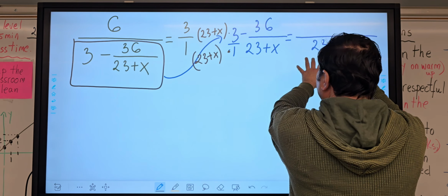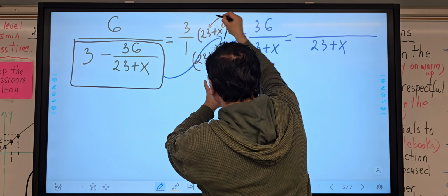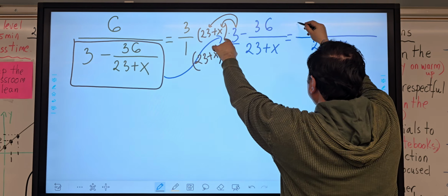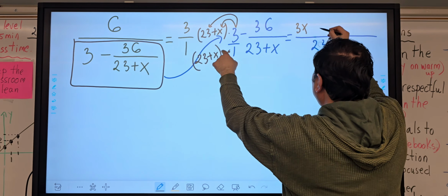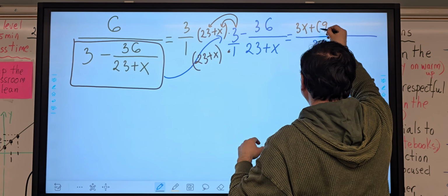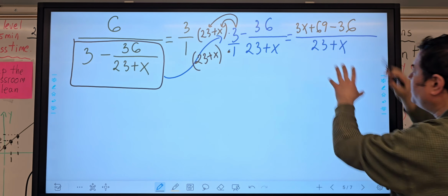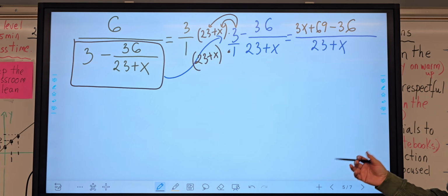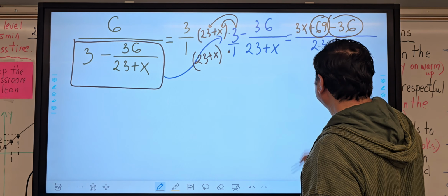We already got the denominator, so now let's use the distributive property to multiply. 3 times x becomes 3x. 3 times 23: 3 times 3 is 9, and 3 times 2 is 6, so 69, and then minus 36. And we are right here, okay? So now, let's combine the like terms. So we have 69 minus 36, see what we get.